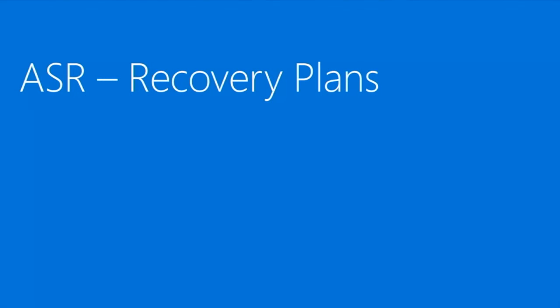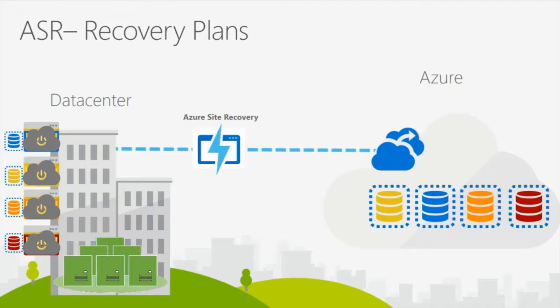Okay, so we've looked at a single VM, but what about if we want to orchestrate the failing over of a number of virtual machines? This is where recovery plans come into play. With recovery plans, we can add multiple virtual machines into this recovery plan, and we can treat these virtual machines as a single item. So we can perform that test failover, planned failover, unplanned failover on that group of virtual machines. But it's a bit smarter than that.